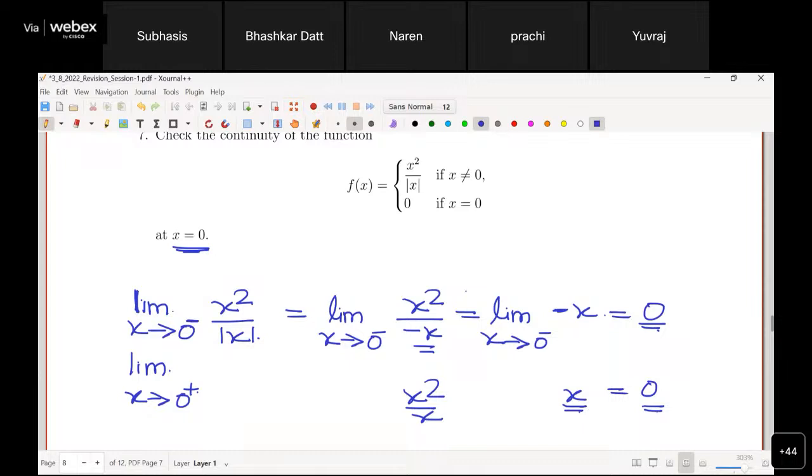And for continuity, what do you need to do? You need to check whether this value is the same as f of 0 or not.